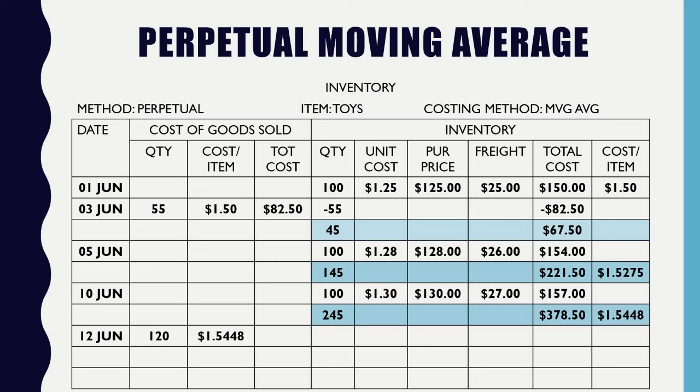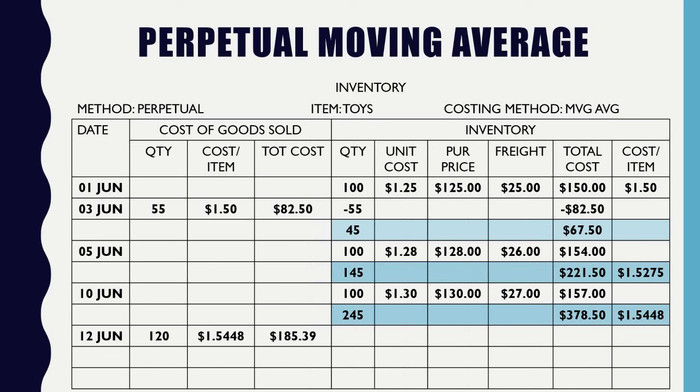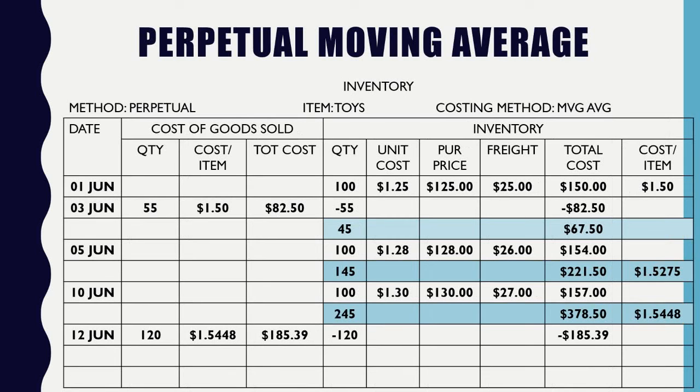Since I only have one batch of inventory, I'm going to take that average cost of 1.5448 and multiply it by the 120 to get a total of 185.39. Okay, now I'm going to subtract that out. I have to recalculate it because sometimes when you subtract it out, you're not going to get the same cost per item. When I subtract those numbers out, I am now down to 193.11 at a total of 125 units.